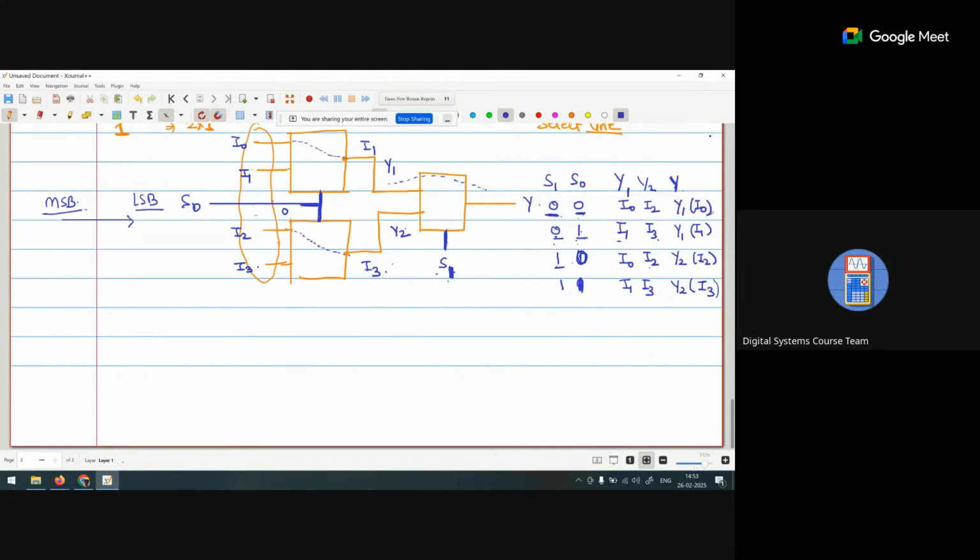Now if we are creating a hierarchical structure, that is, implementing a higher order mux with the help of lower order mux, our sequence is from LSB to MSB. Clear? Any doubt?